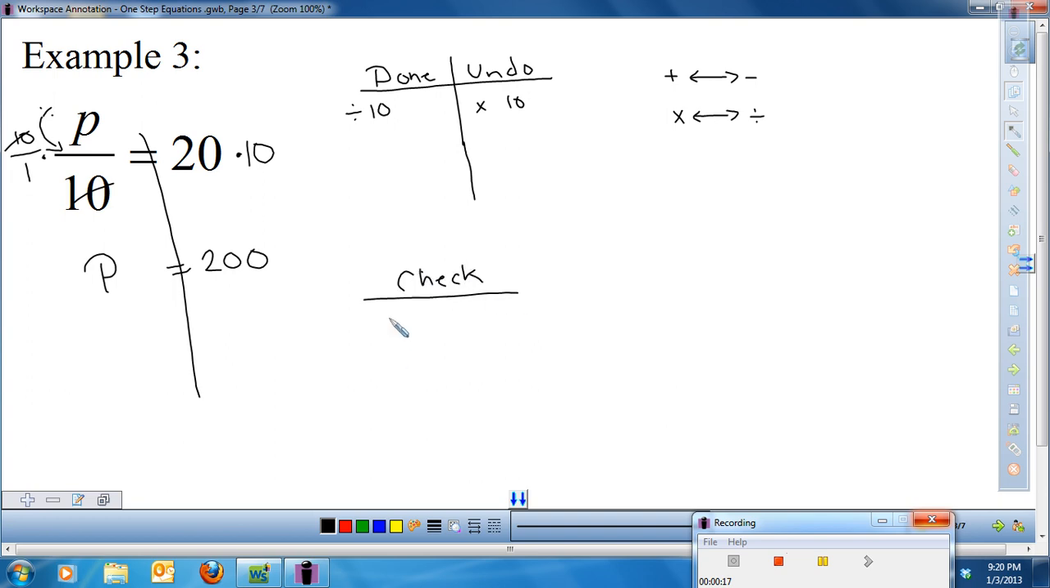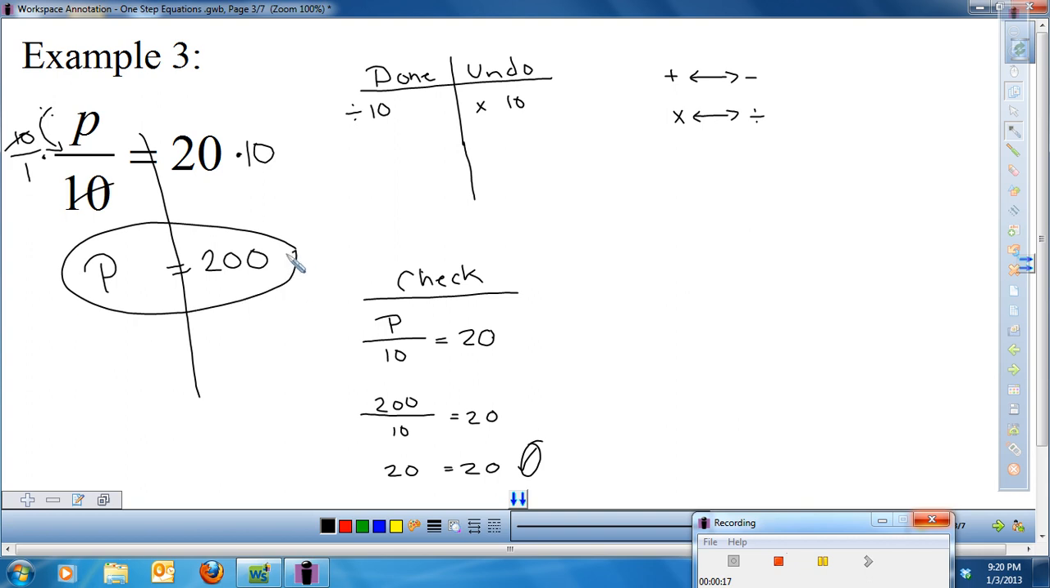I'm going to recopy down the problem just as I saw it. P over 10 equals 20. I found out that P was 200, so where I see a P, I'm going to put 200 over 10 equals 20. Now let's check. 200 divided by 10 gives me 20. I have 20 equals 20. My check works, so my answer is P equals 200.